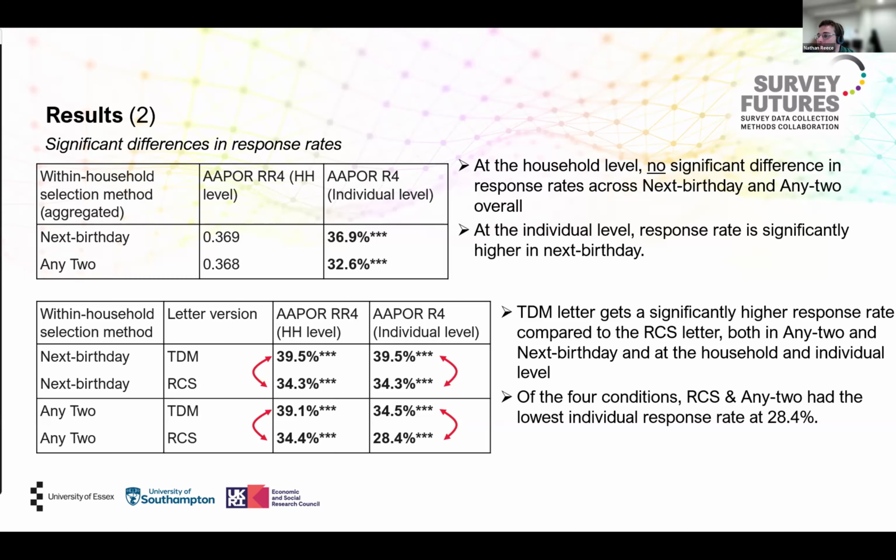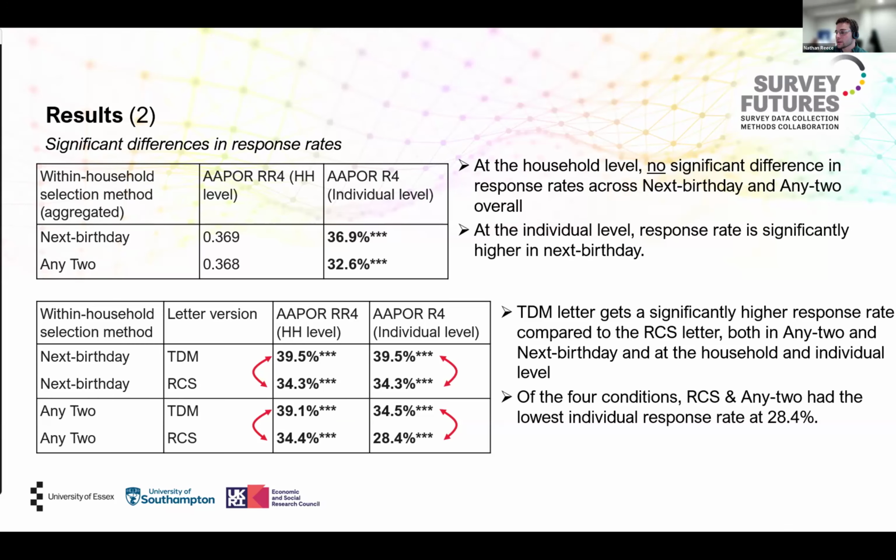But moving to the second table below and looking at the differences by the letter version, we did see that the TDM letter got a significantly higher response rate, both at the household level and the individual level. And that didn't matter which within household selection method was used. So for both methods, the higher response rate for TDM was observed. It was a little higher. The difference was a little bigger in the NE2 group, but about a percentage point, so that would be significant.